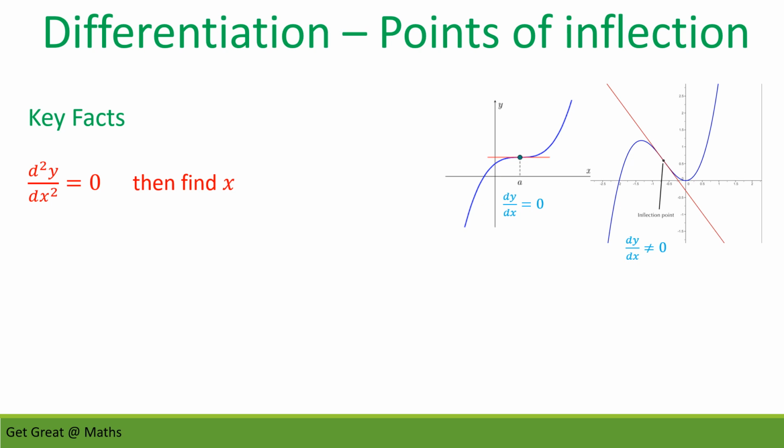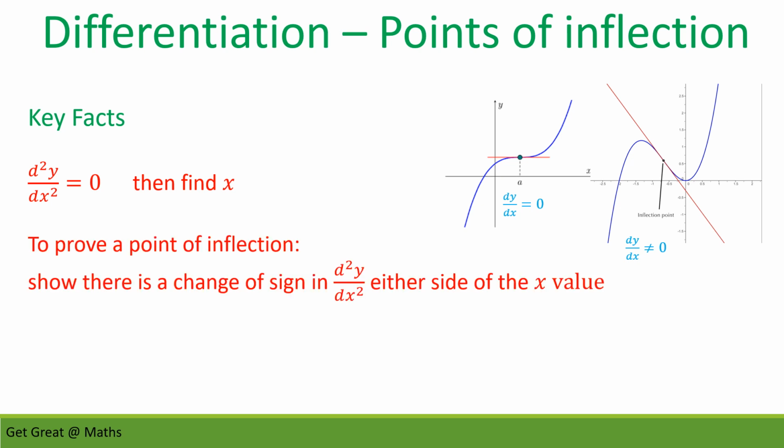Once you've found that, you then need to find the value of x. Once you've got that value of x, to prove that this is a point of inflection, you need to show there is a change in sign in d2y by dx squared. So either side of that, you need to put an x value in above and below to show that you have got a change of sign, and then this will prove that you have got a point of inflection.